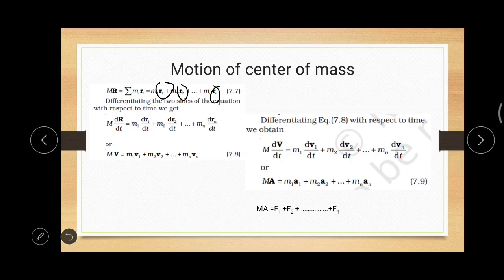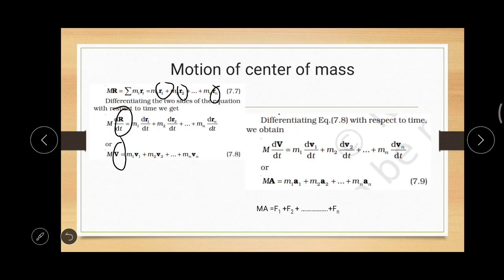Now you are differentiating both sides with respect to time. So M into dR by dt. Position vector, that means the displacement. Displacement divided by time, that is the velocity. So dR by dt, the capital dR by dt, is the velocity of the center of mass, which is equal to m1 v1 plus m2 v2 plus etc.